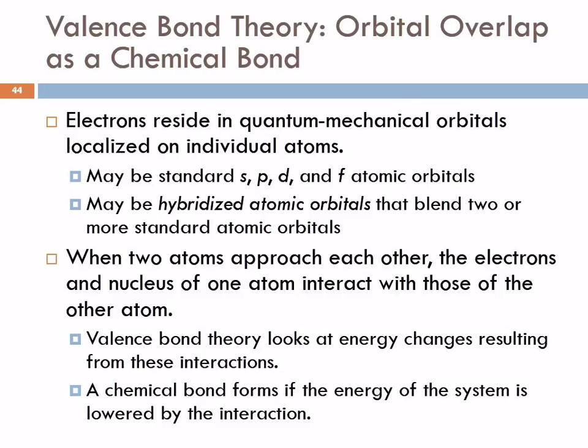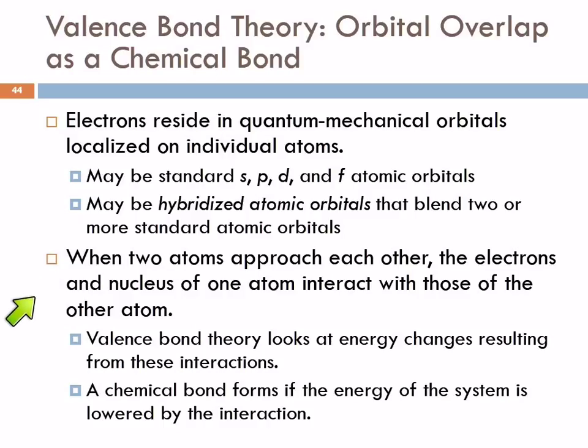In valence bond theory, a chemical bond is viewed as an overlap of two orbitals. So we've learned that electrons hang out in quantum mechanical orbitals that are localized on the atom. And those are the s, p, d, and f orbitals. Okay, so those are the standard orbitals. But we can also hybridize or blend those to form different atomic orbitals. And we'll look at that.